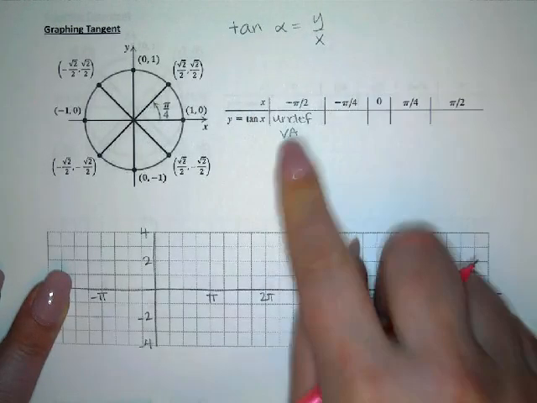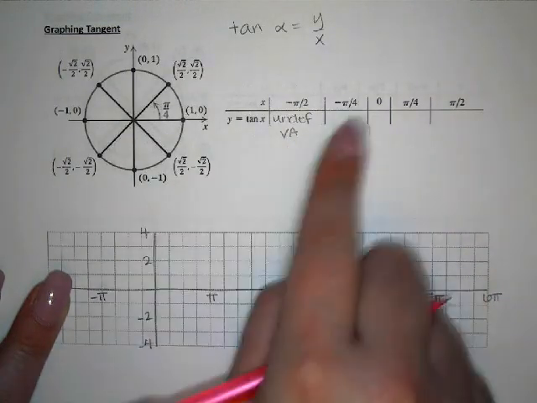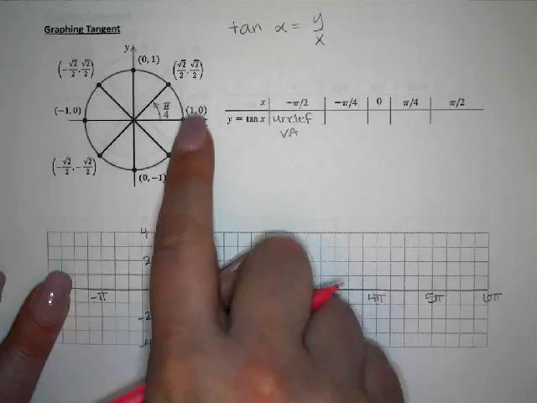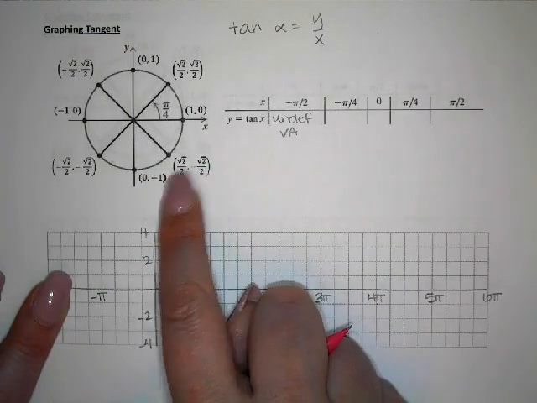Okay, then we have negative pi fourths right here, negative pi fourths. Y divided by x, we're taking the same number and dividing it by itself, and so this is going to give us negative 1.